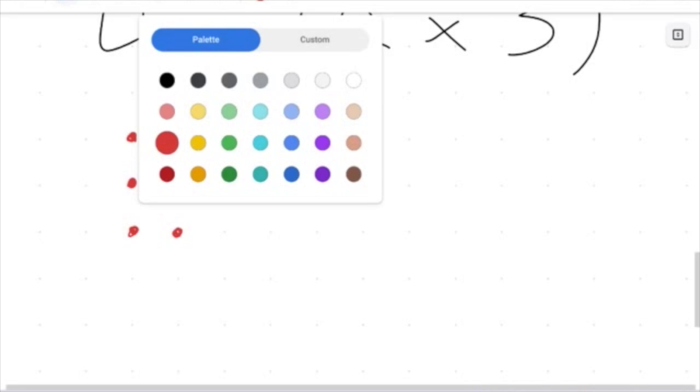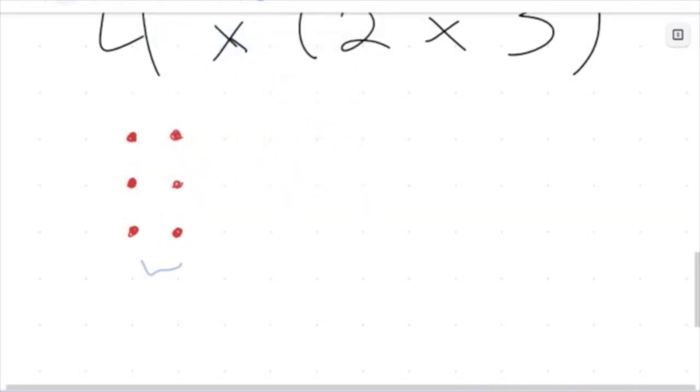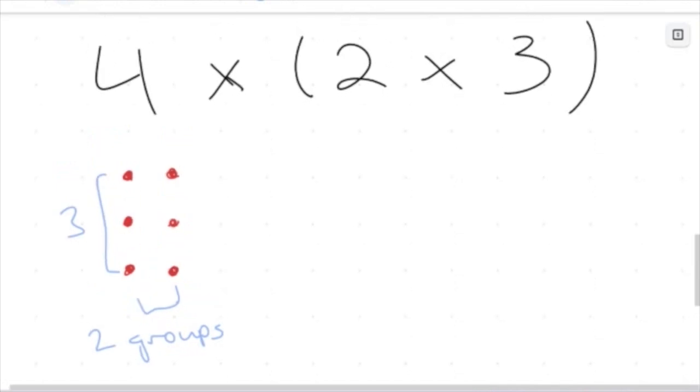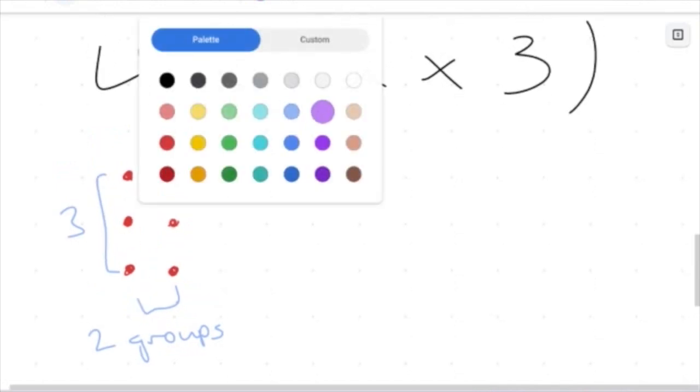I have, let's write it down again, 2 groups of 3. I can also write this as 3 groups of 2. The perspective doesn't matter. I'm going to get the same thing because we said before that the commutative law applies to multiplication. So I've done this bit here.